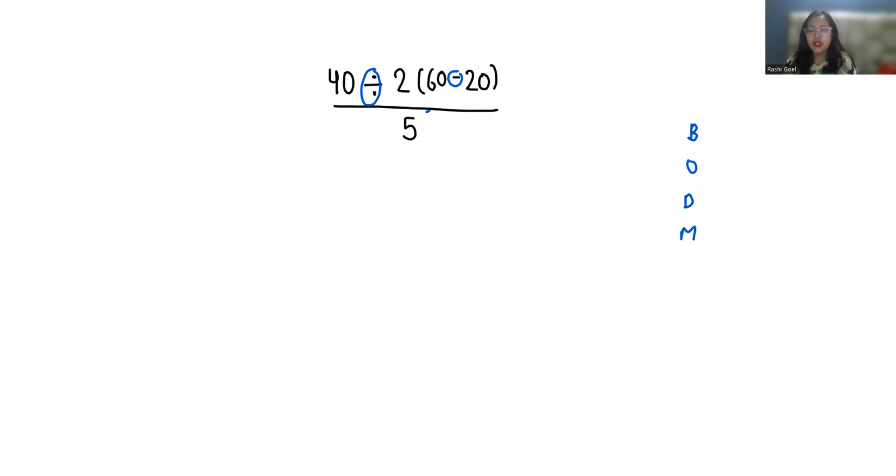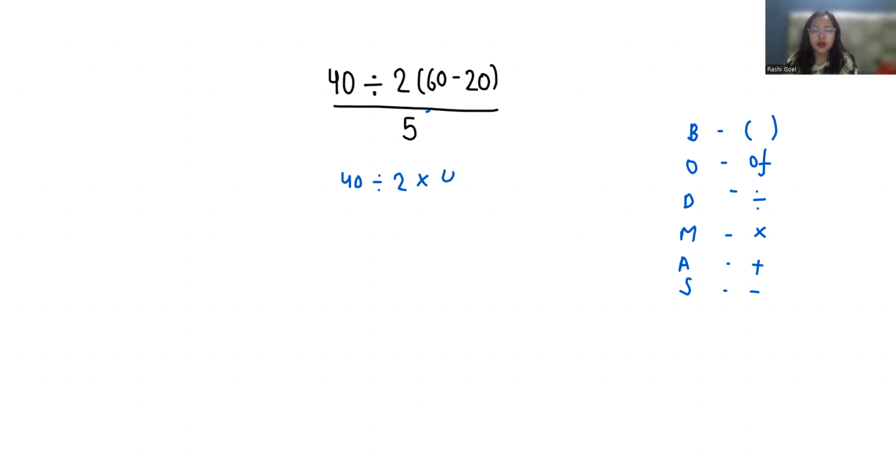B stands for bracket, O stands for of, D stands for division, M stands for multiplication, A stands for addition, and S stands for subtraction. So according to the BODMAS rule, we will give preference first to the bracket. So 40 divided by 2 times (60 minus 20) is 40 by 5.